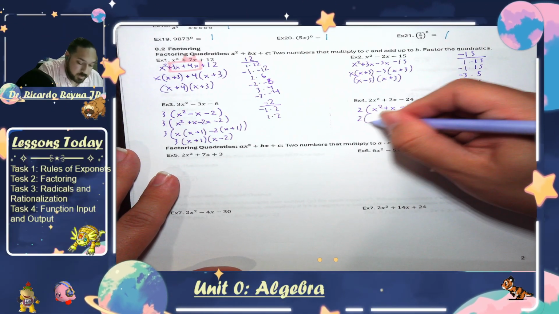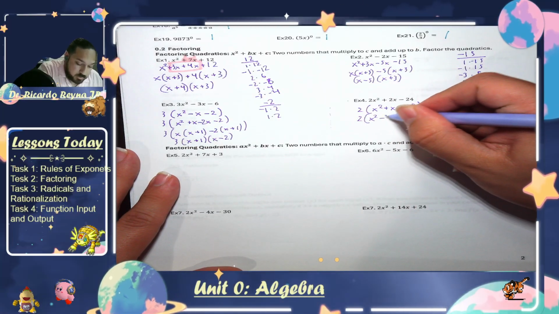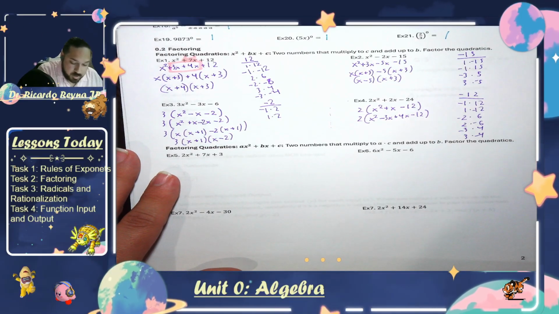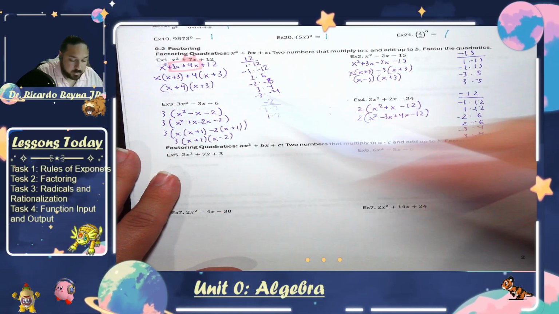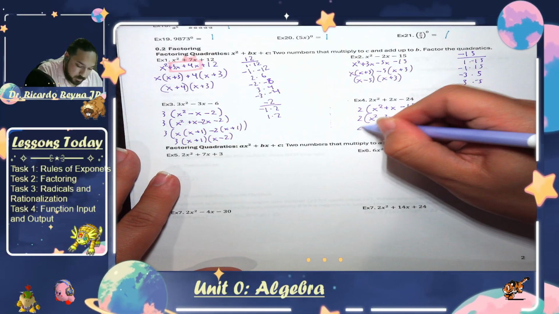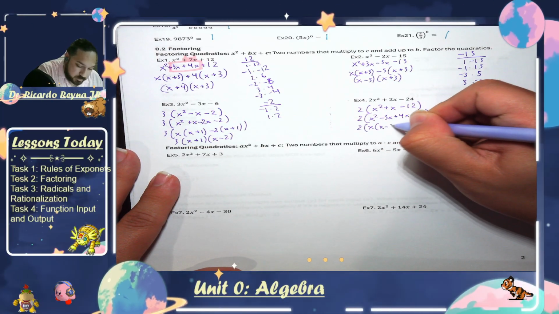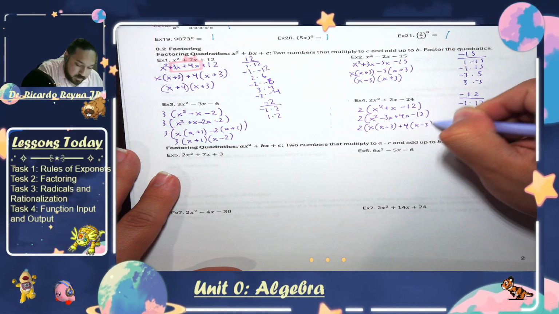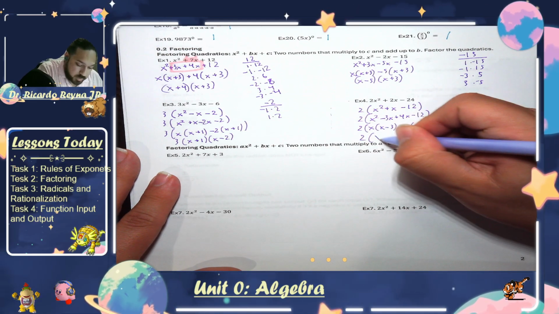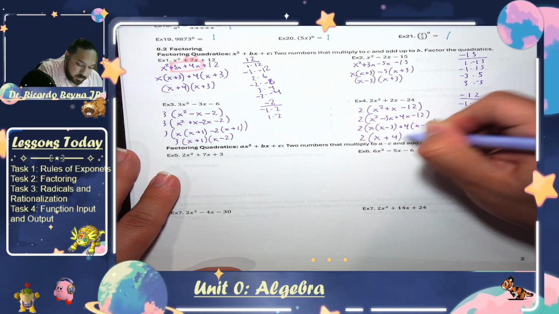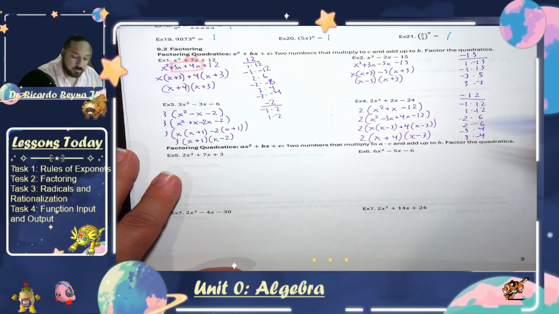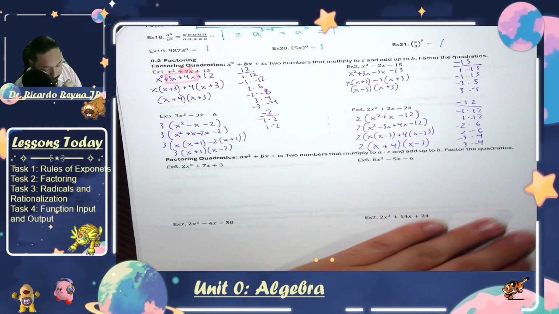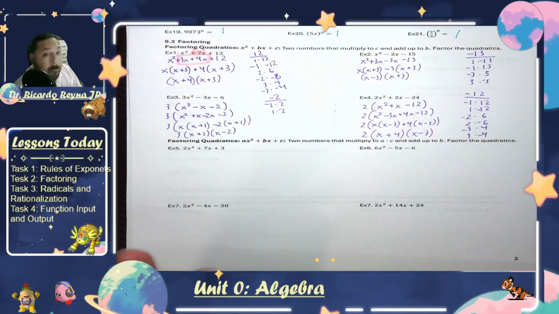So we have 2x squared minus 3x plus 4x minus 12. And we're going to see a similar thing happen here. 2 times x, x minus 3 plus 4, x minus 3. 2 times x plus 4, x minus 3. All right, and those are all of our answers. Okay, so we're good so far, right?